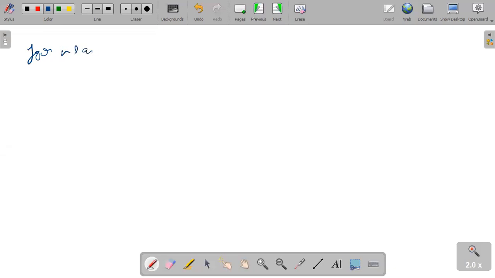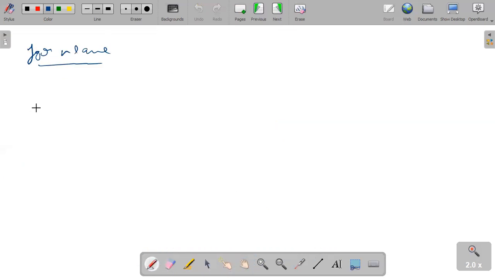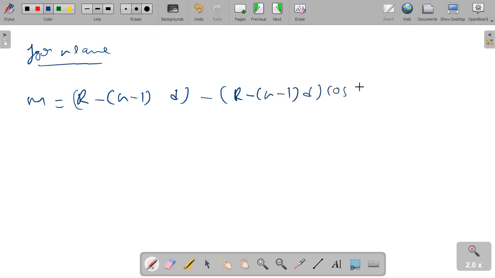And for n lanes of road, this formula will be modified to M is equal to R minus (n minus 1) into d, minus (R minus (n minus 1) into d) cos alpha by 2.